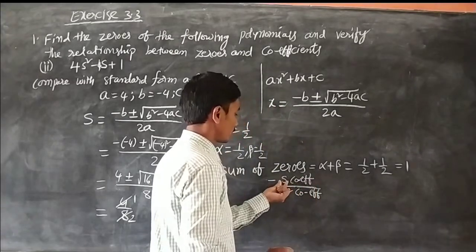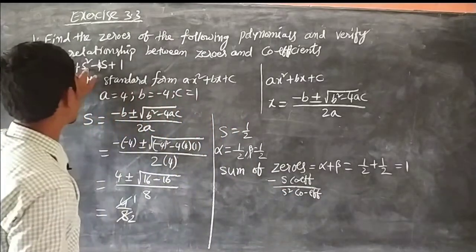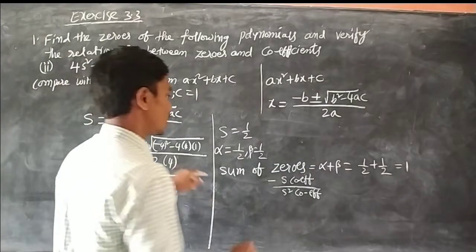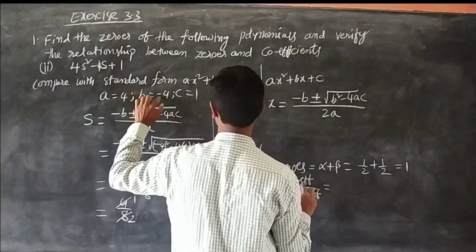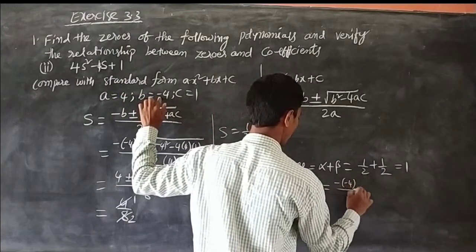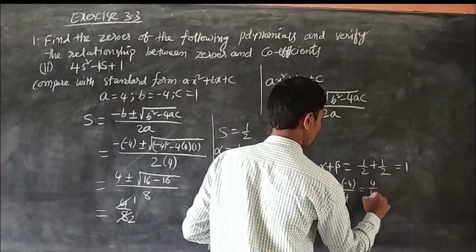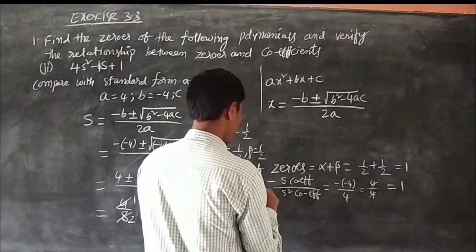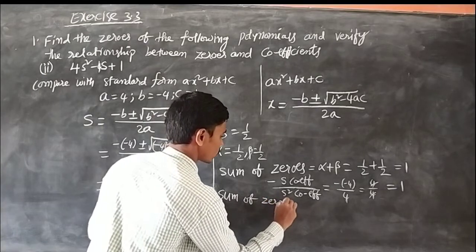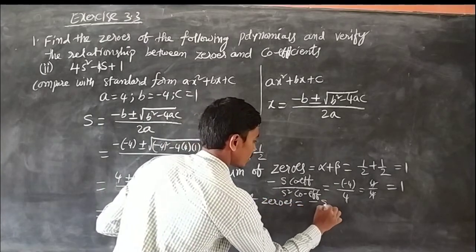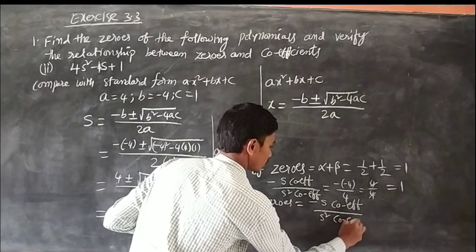Actually in the formula you wrote minus of x coefficient by x square coefficient, but here the given polynomial is in the variable s, so that's why minus of s coefficient by s square coefficient, that is equal to minus of minus 4 by coefficient 4, minus into minus plus 4 by 4, 4 4 cancels, which is equal to 1. So this means sum of zeros is equal to minus of s coefficient by s square coefficient.